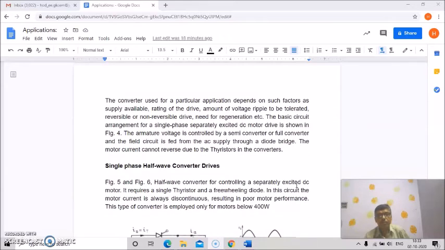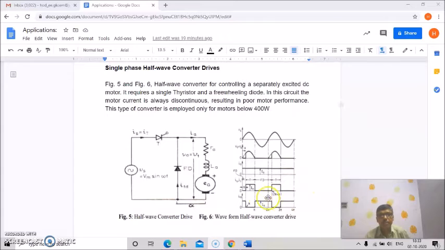Okay. Now, single phase half wave converter drives. You see this is the half wave converter drive, and this is the single phase half wave converter waveform. Basically this portion we have already discussed when we discussed the single phase half wave converter. Here we have only replaced the load by a DC motor, a separately excited DC motor. So this is a half wave converter for controlling a separately excited DC motor.